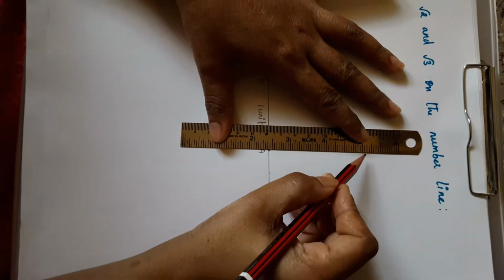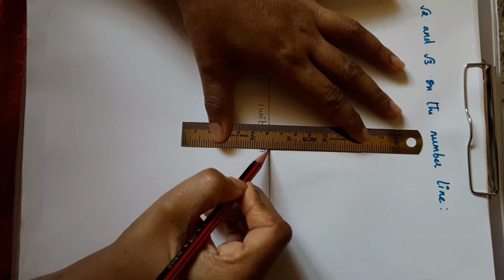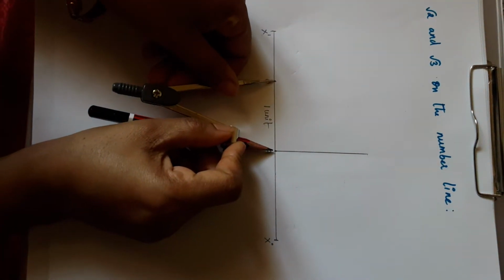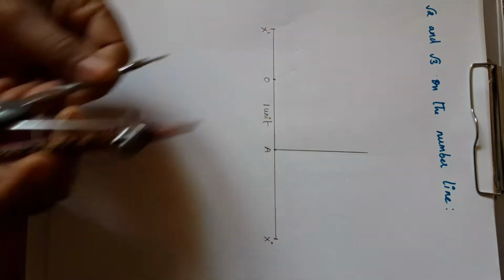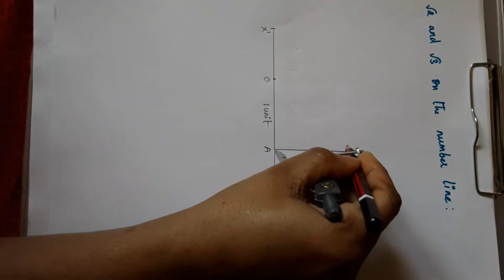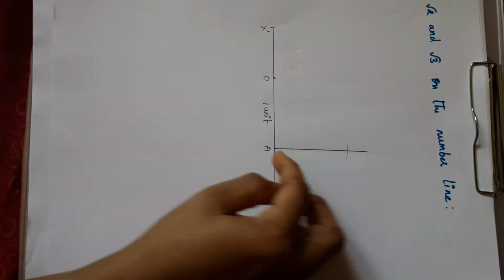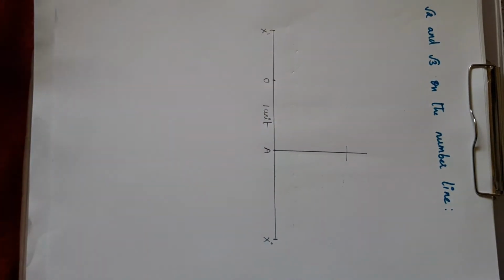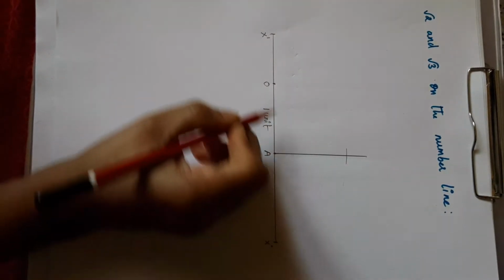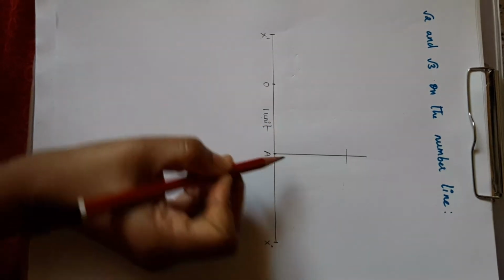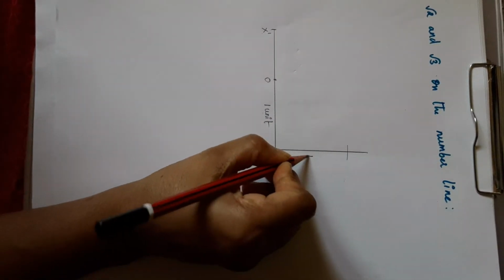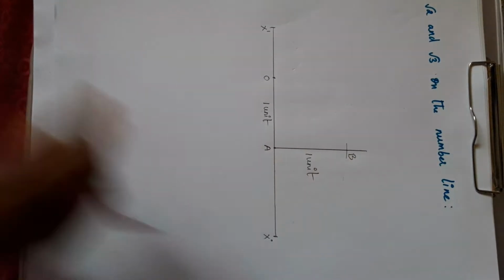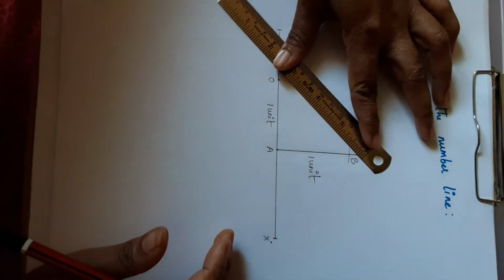Draw a perpendicular line from A. Take 1 unit measurement from A. Draw an arc cutting the line A which is perpendicular to x bar x. And this is 1 unit. We have taken the measurement of OA and we have cut the line. So this is 1 unit, and name it as B at this point.